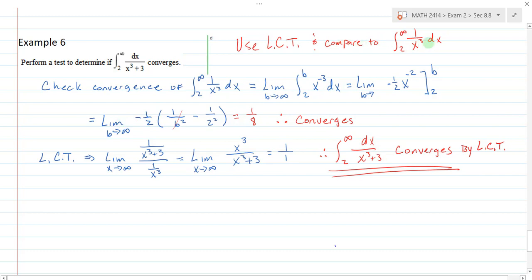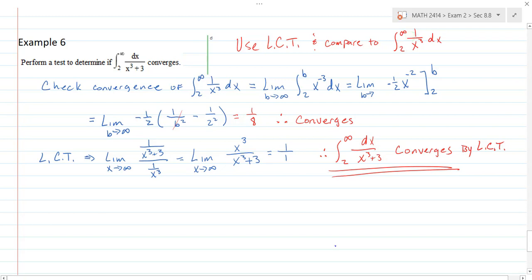You've got to tell me what you're comparing to. Show me that what you're comparing to either converges or diverges, and then look at the limit of the ratio of those two integrands to see if that's equal to a finite number. If it is, then both integrals are going to do the same thing. But all of this work has to be here for this problem. Okay, the question was, so this is just checking our work. So if one converges, the other converges.